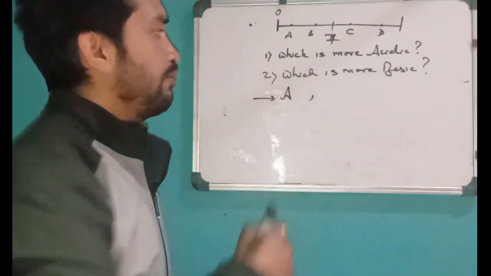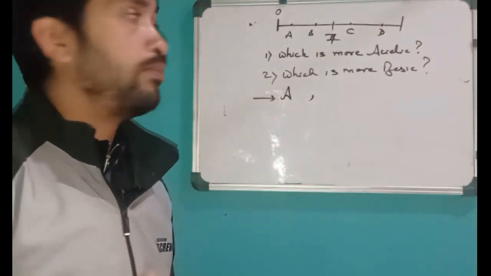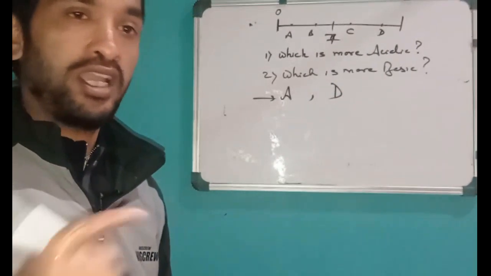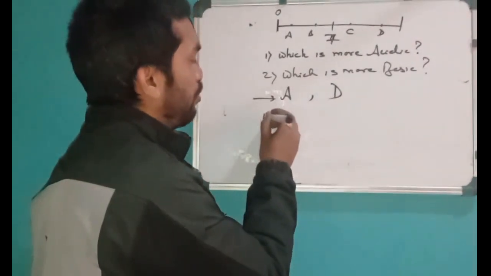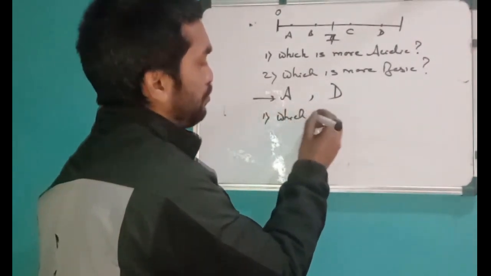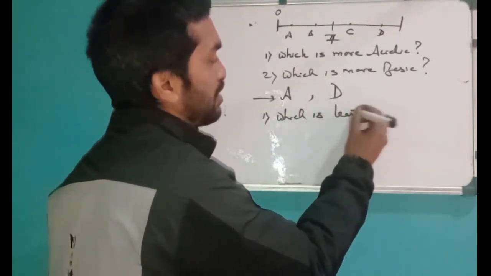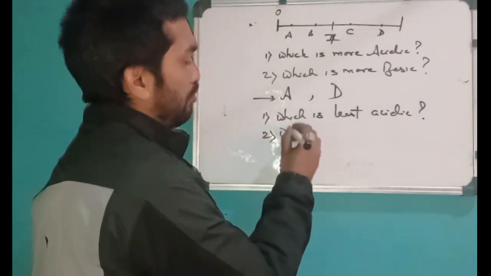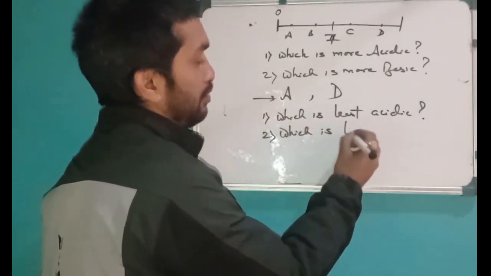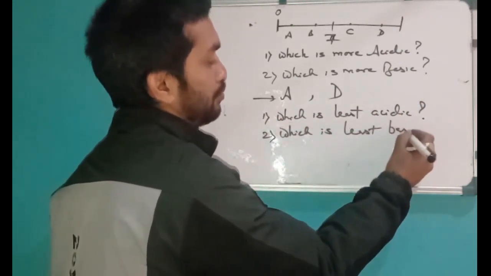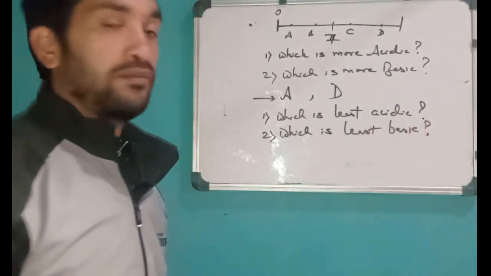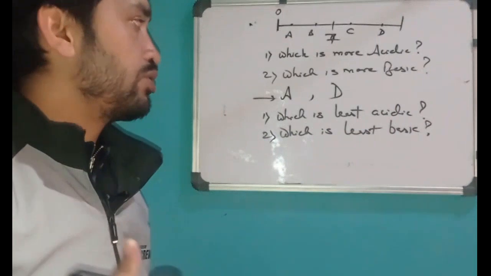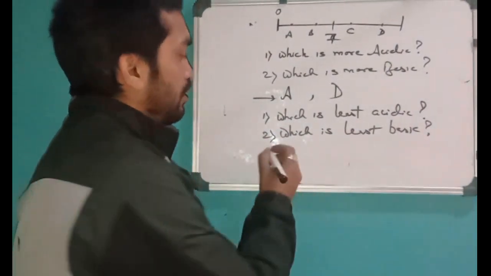Second part, which is more basic, which will show more basic nature. I hope now you know the answer. It's D. Again, pause the video because I'm giving a question to you. Question number 1: which is least acidic? And question number 2, which is least basic? Kindly pause the video and try to find out the answer, then I will solve it. Okay, pause the video. Now I'm solving.